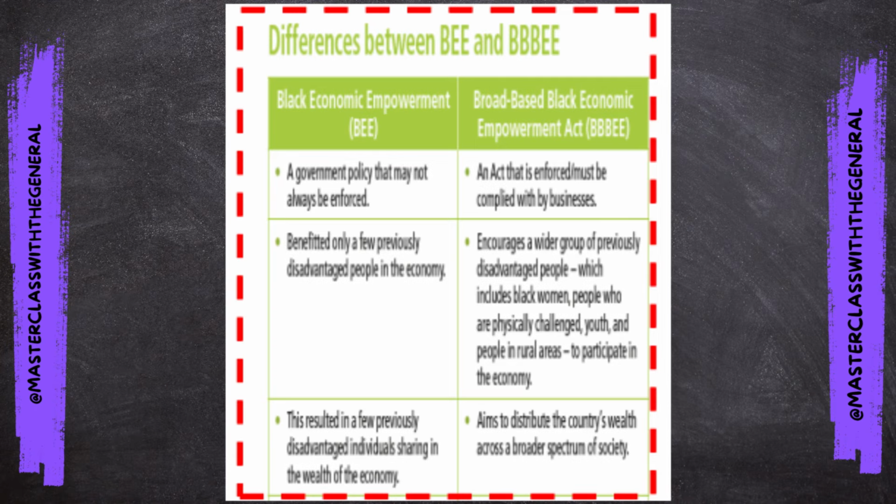BEE resulted in a few previously disadvantaged individuals sharing in the wealth of the economy, which was increasing that gap between the rich and the poor. Then triple BEE aims to distribute the country's wealth across a broader spectrum of society so that the rich people, or the people that have money, are also balanced in terms of gender, in terms of age, in terms of disability, and any other diversity measure.